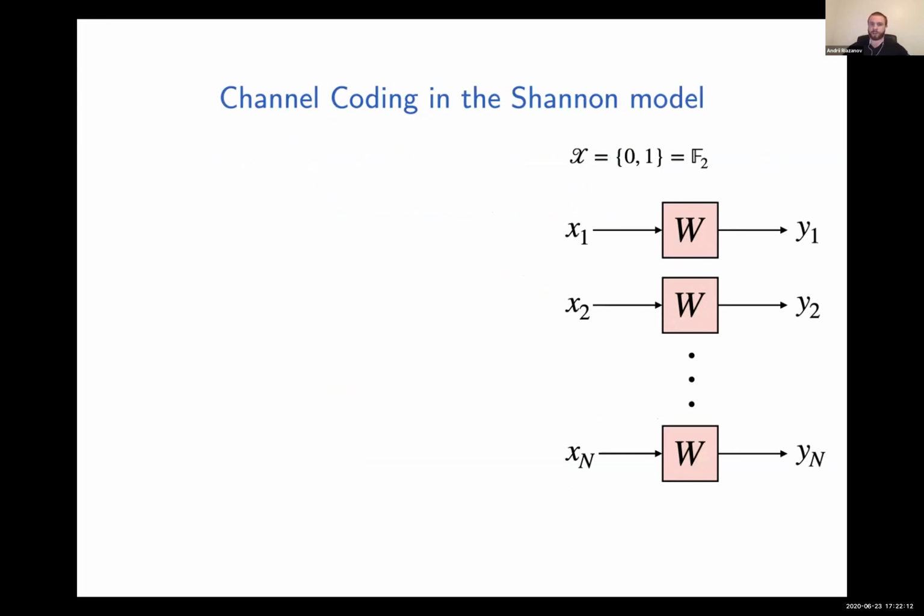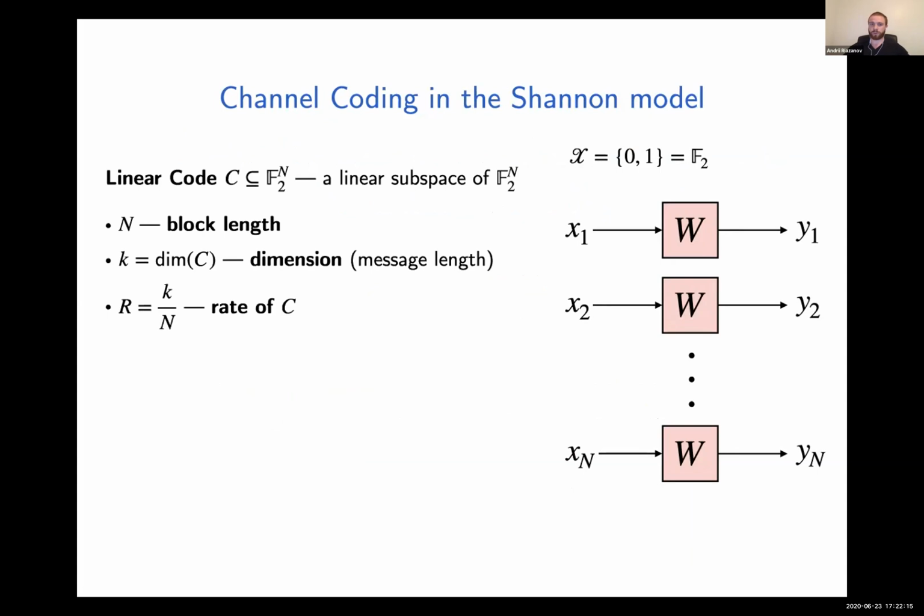As usual, to mitigate the noise that the channel causes, we will use codes. The code is a subset of F2 to the n, and we will actually restrict ourselves to linear codes. A linear code C is a linear subspace of F2 to the n, where we call n the block length. This is the actual number of times that we use the channel. The dimension of the subspace, K, is the dimension of the code, and we are interested in the rate R, which is the fraction K over N of the code, which corresponds to how efficient our communication is if we use this code. And of course, our goal is to have codes with this rate be maximal possible.